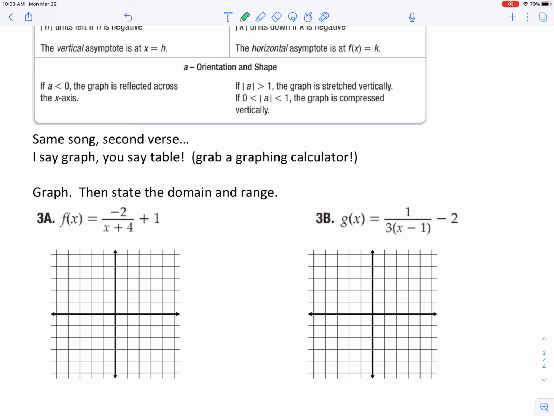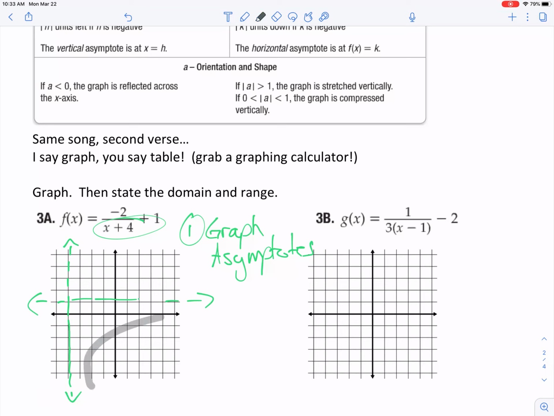Here's my suggestion. First things first, step 1, graph the asymptotes. So in this case, I know that I have a vertical one at -4, and a horizontal one at 1. Again, I'm just reading those straight off the equation there. When I look at the graph, I can see that this graph is going to do something like this, give or take.